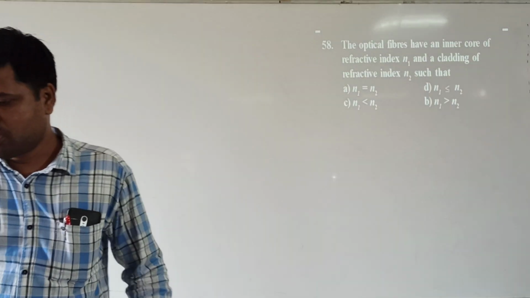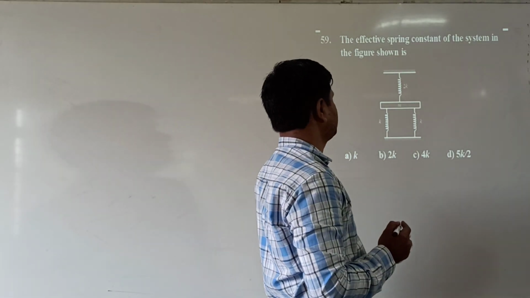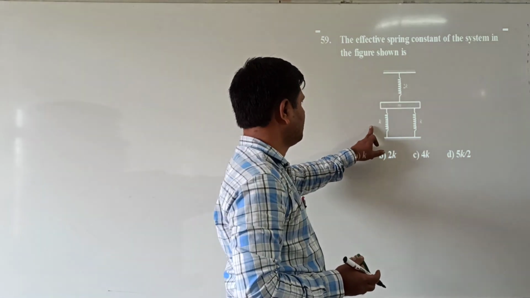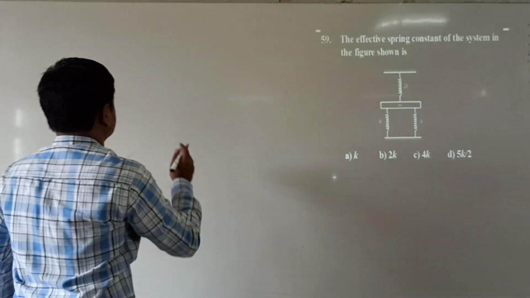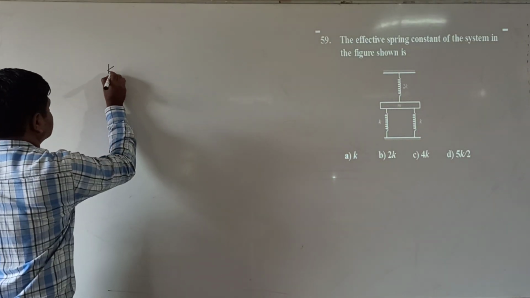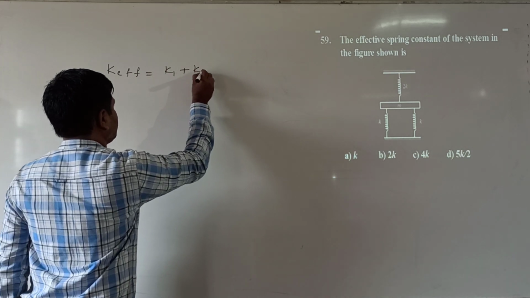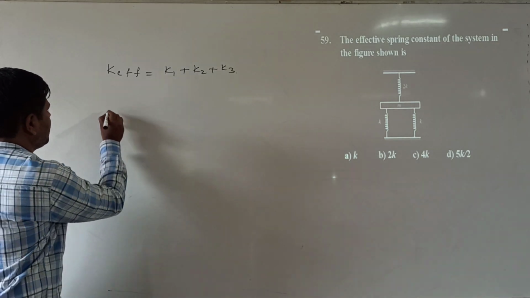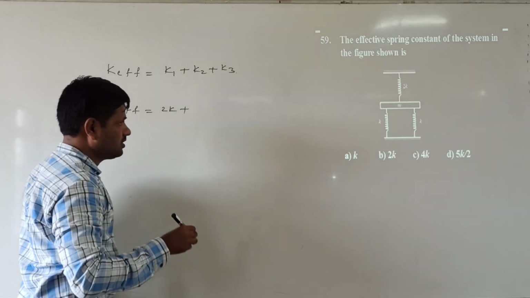Next question number 59. The effective spring constant of the system is shown in the figure. Now observe this diagram. These three springs are in which combination? Parallel combination. In the parallel combination, the effective spring constant formula is k1 plus k2 plus k3.